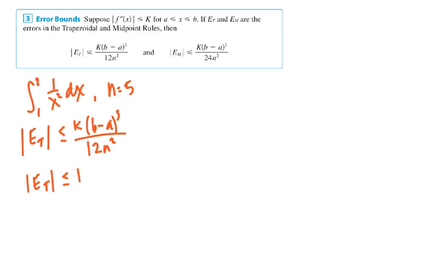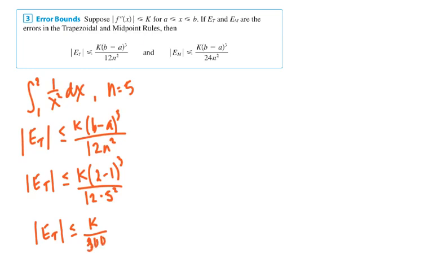let's do the easy part. Here we have k parentheses. B is 2 minus a is 1 to the third over 12 times n, which is 5 squared. Now let's talk about the k. Let's go ahead and simplify this and we'll come back to the k. So 2 minus 1 is 1 to the third is 1, so we have k over 12 times 25. That's 300.